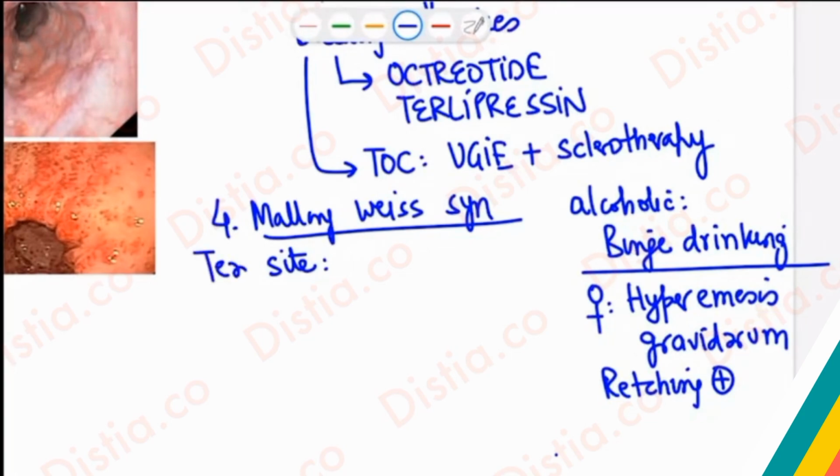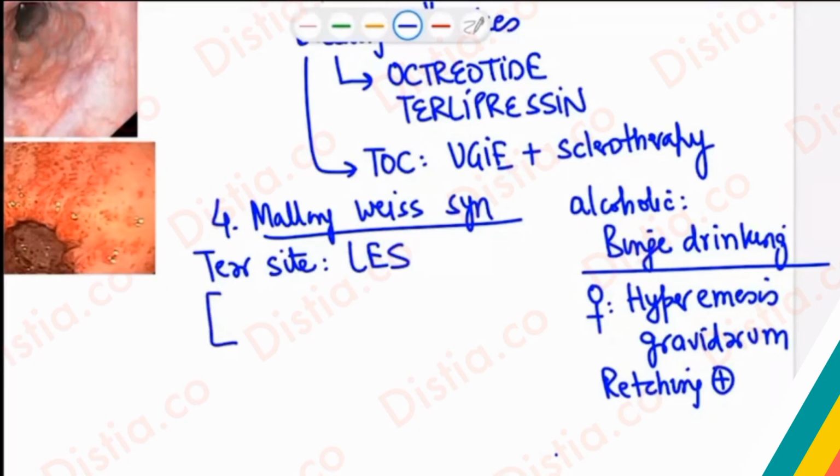So they have asked what is the site of this tear. Remember, it's only a partial thickness tear. It's not a through and through rupture. If we are talking about a through and through rupture, that becomes Boerhaave syndrome. We talk about Mallory-Weiss. The site of tear in this particular case would be answered by you as the lower esophageal sphincter.